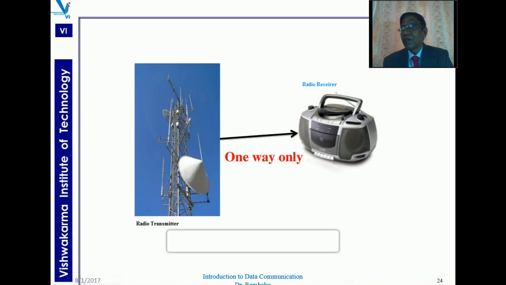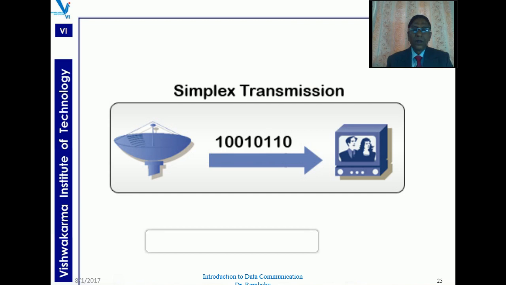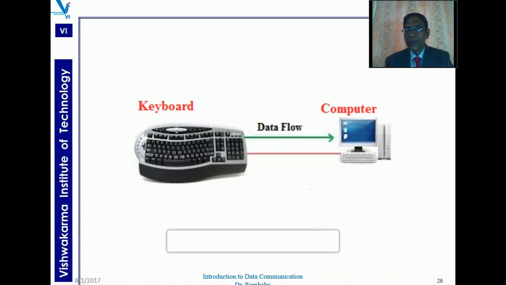Some examples of simplex communication are a radio transmitter and a radio receiver. The transmitter always transmits, the receiver can only receive. And a television system. The communication between the keyboard and computer is also simplex. The keyboard gives the signal and the computer takes it. The communication is one way.